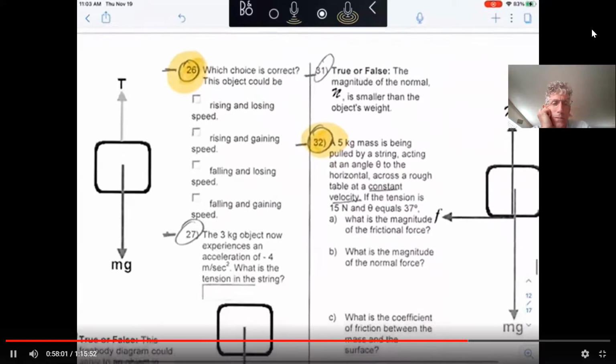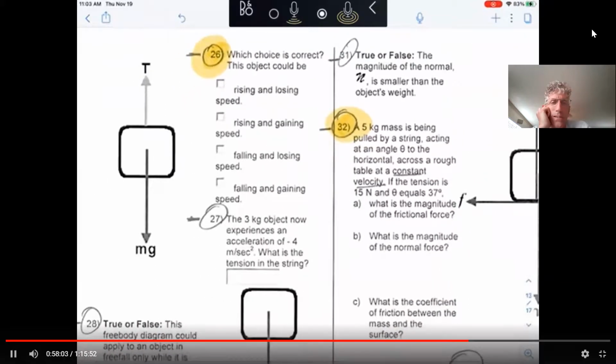Okay. Next one. Which choice is correct? Okay, mg is bigger than the tension, so the acceleration is down. So we already did this problem. If the velocity is down, negative, acceleration is down because weight's bigger than the tension. So both the acceleration and velocity have the same direction, so the speed will be increasing if it's going down.